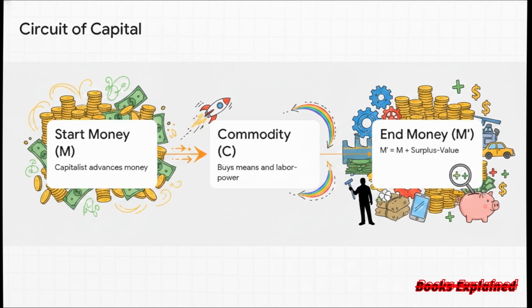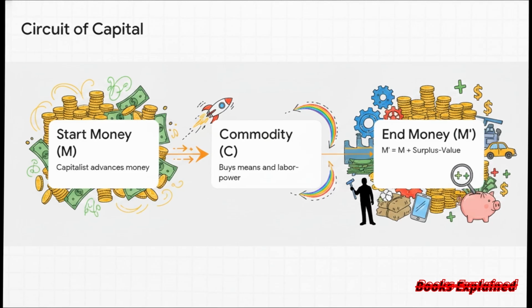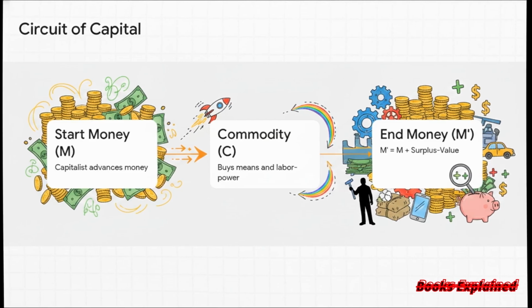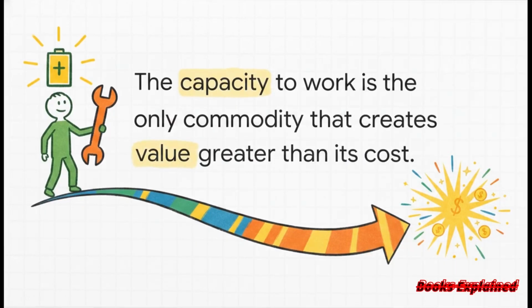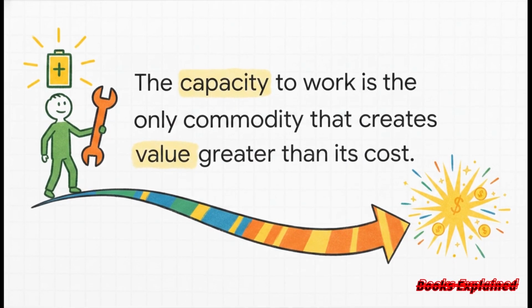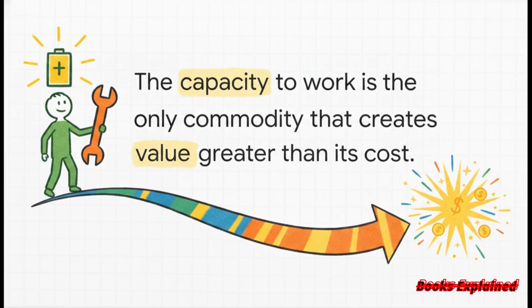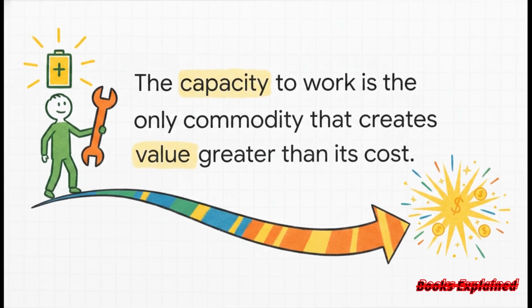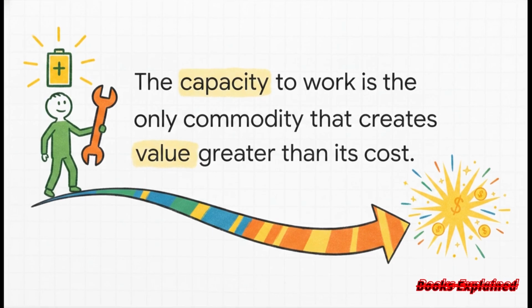That increment, that extra chunk of money, is what Marx calls surplus value. But where does it actually come from? I mean, you can't just magically create new value by trading things fairly back and forth, right? Well, to solve the math of that M-C-M prime circuit, the capitalist has to find a very, very special commodity on the market. That commodity is labor power. Notice the distinction there. It's not just labor itself, but the actual capacity to work.